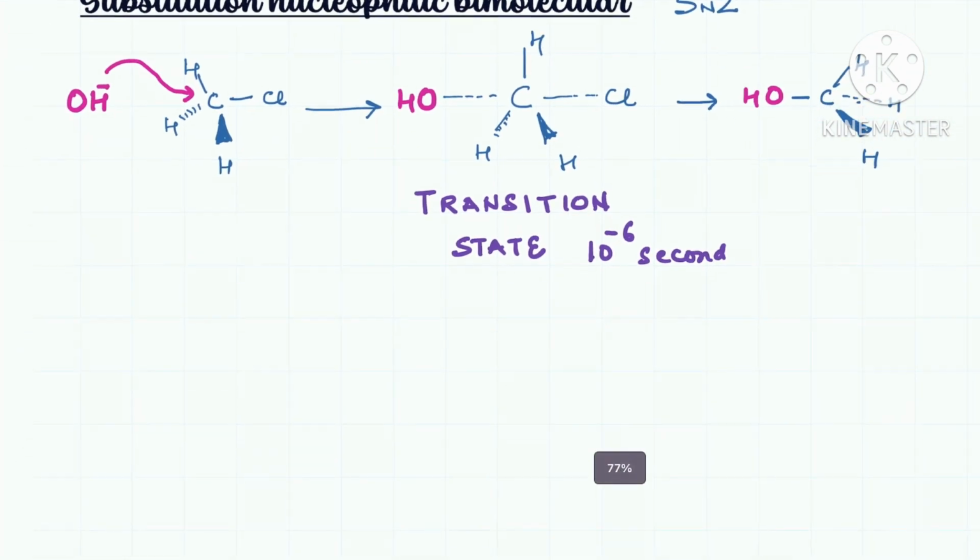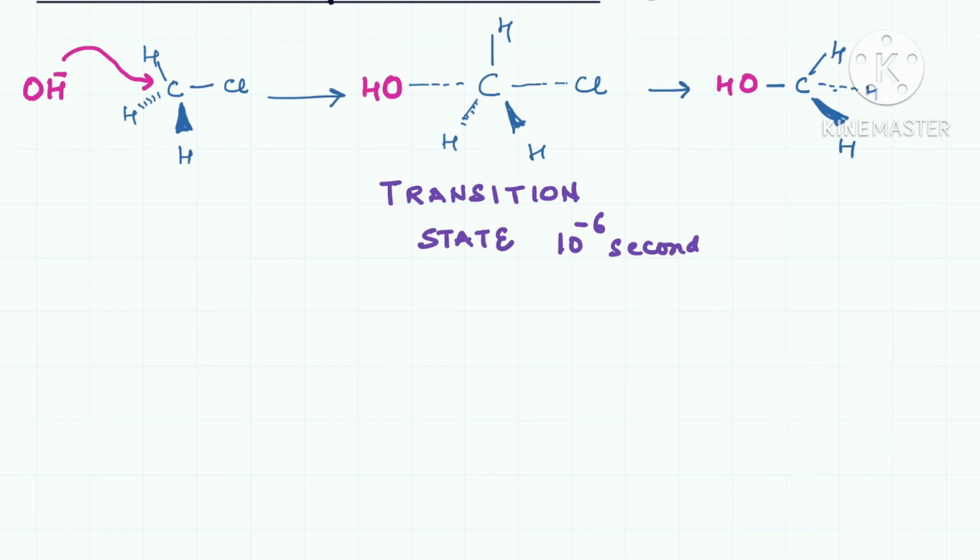Now if you can make out, the stereochemistry of A and B have been reversed, right? So B is actually like a tilted umbrella to A.